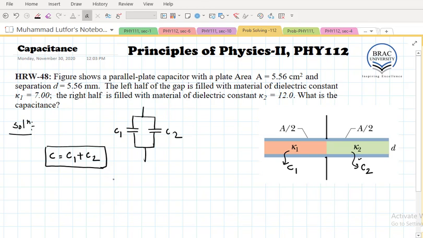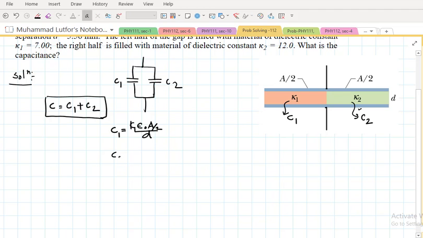Now what is C1? The capacitance for a parallel plate capacitor is epsilon naught A, the plate area, divided by the separation between the plates, and with the dielectric there will be a dielectric constant kappa. So we can express C1 as kappa 1 epsilon naught A by 2 divided by D, since the area is half of the total area of the capacitor. In the same way we can write C2 as kappa 2 epsilon naught A by 2 divided by D, since the separation between the two plates is basically D.